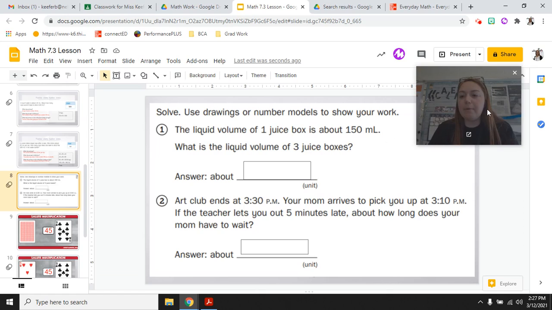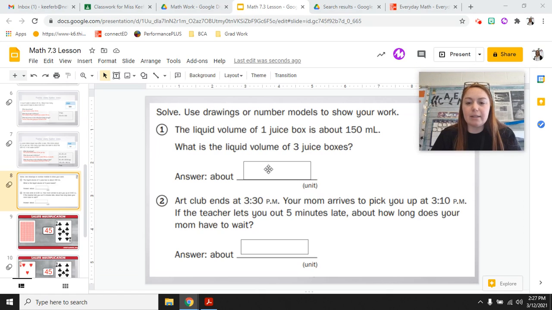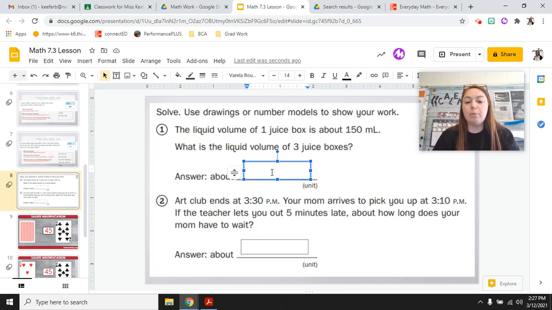This is another one, very similar problem where it's looking at how much liquid volume in 1 juice box would be in 3 juice boxes. So we'll go through these two kind of quickly together before we finish our video. So it says, the liquid volume of one juice box is about 150 milliliters. What is the liquid volume of 3 juice boxes? So for this one, we would need to do 150 times 3. So that's like saying 150 plus 150 plus 150, okay?